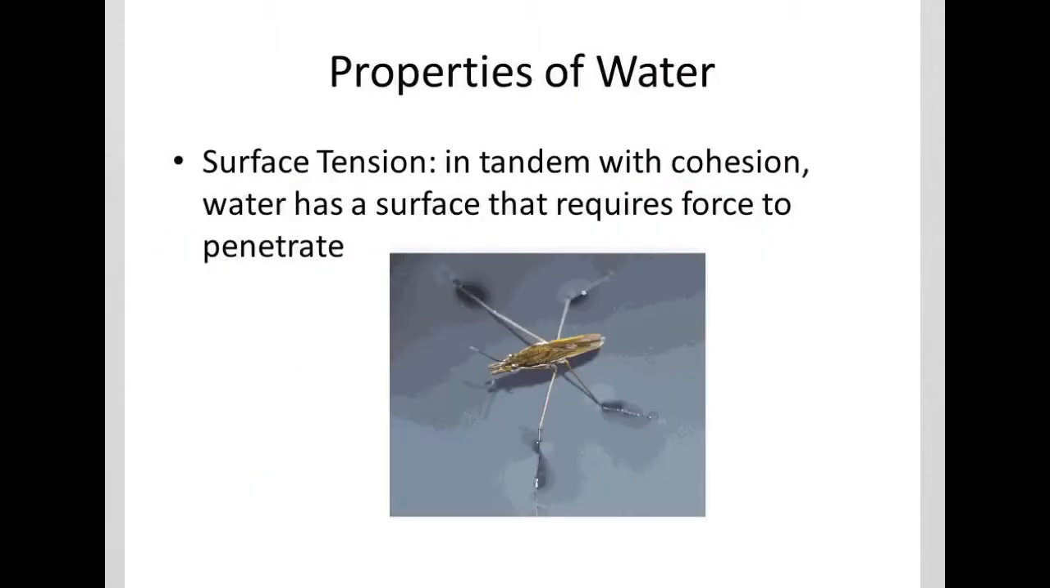A third property of water, and the final one for this part 1 video, is going to be surface tension, and this is very similar to cohesion. It's very related. Along with cohesion, water creates a surface that requires a significant amount of force to penetrate. Of course, as humans, we can very easily stick our hands or feet, even our fingers, straight through the water. We have lots of force associated with our muscles and things like that.